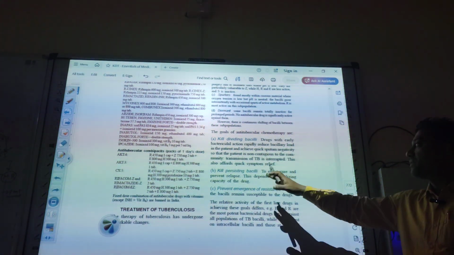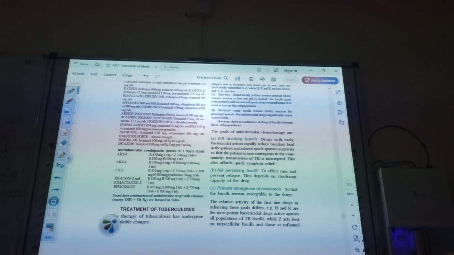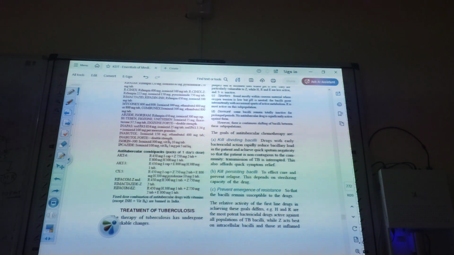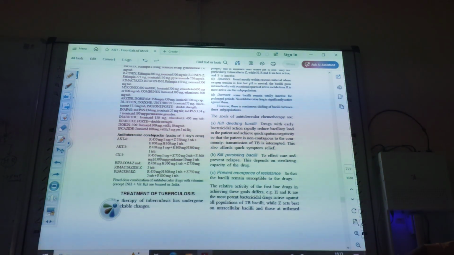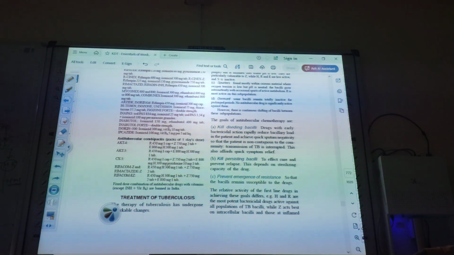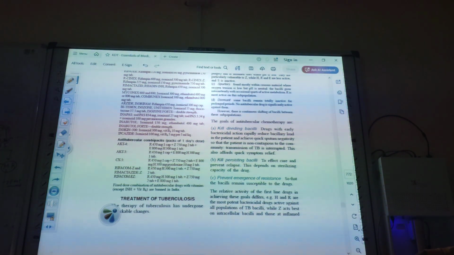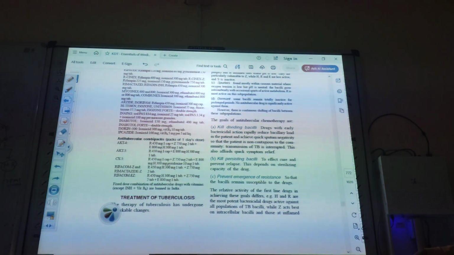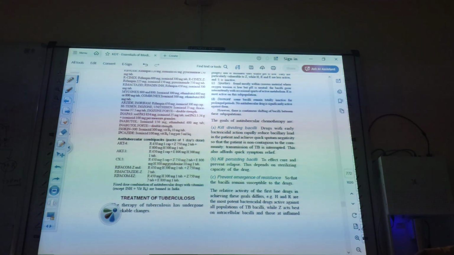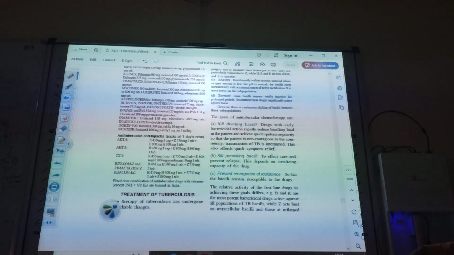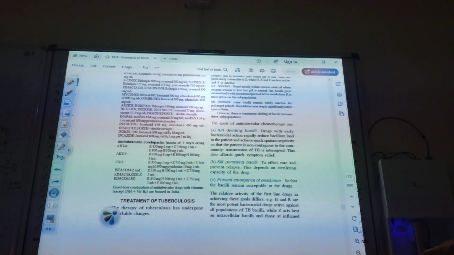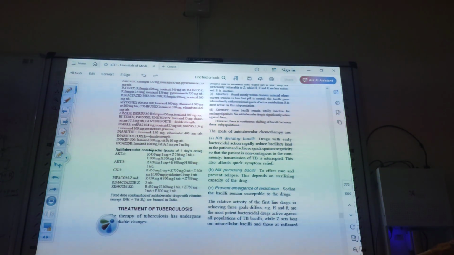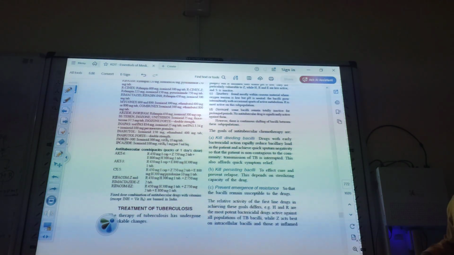Then number B is kill persisting bacilli to effect cure and prevent relapse. What is relapse? Again the disease will appear in our body. That is known as relapse. Prevent emergence of resistance so that the bacilli remain susceptible to the drugs.